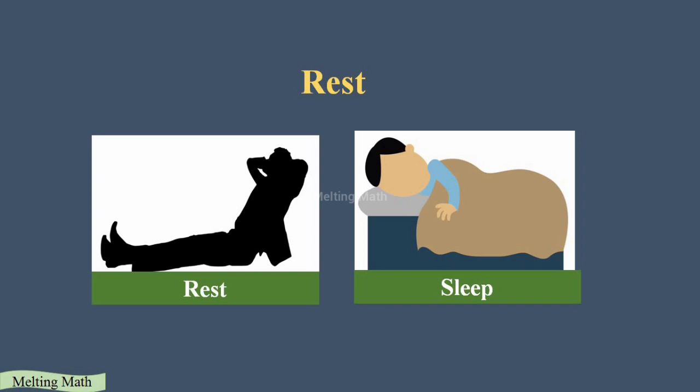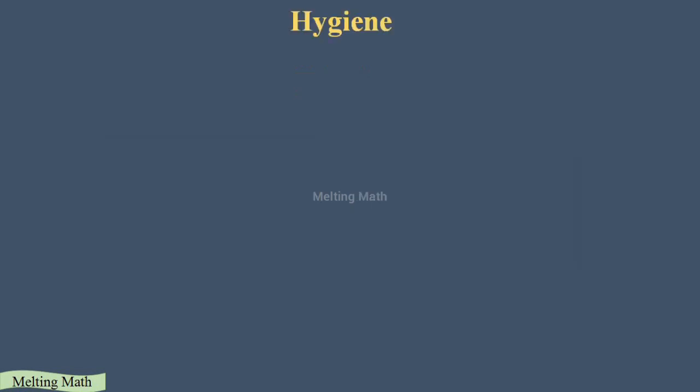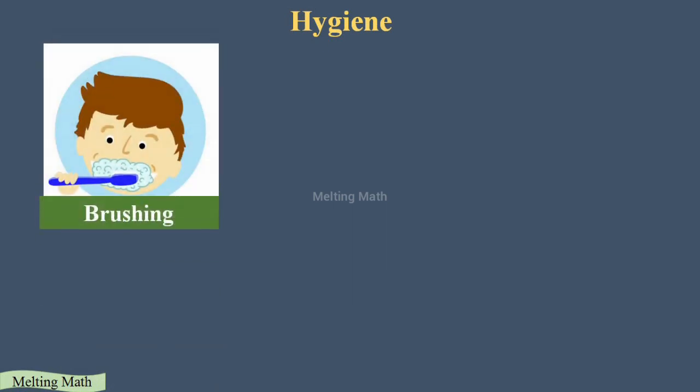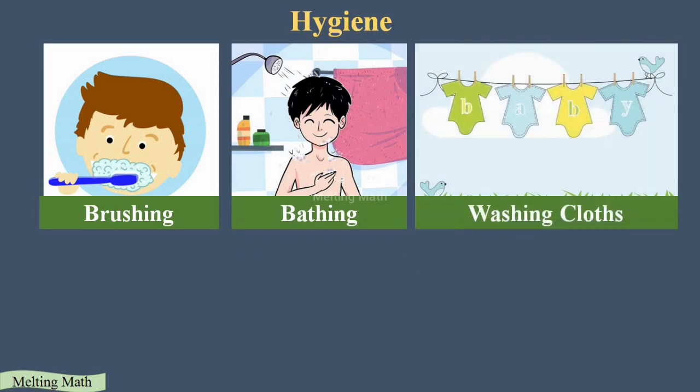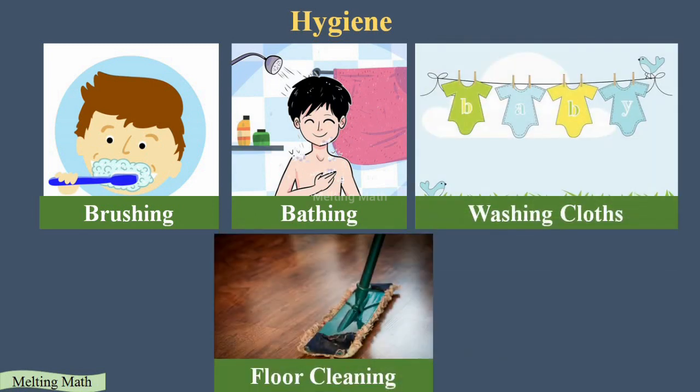Okay, next we are going to see about hygiene. I already mentioned hygiene is nothing but the cleanliness of your body and your surroundings or living place, such as brushing your teeth, bathing daily, washing clothes daily, cleaning the floor frequently. These are the things that will keep you away from disease, and it also stops the spreading of a disease.